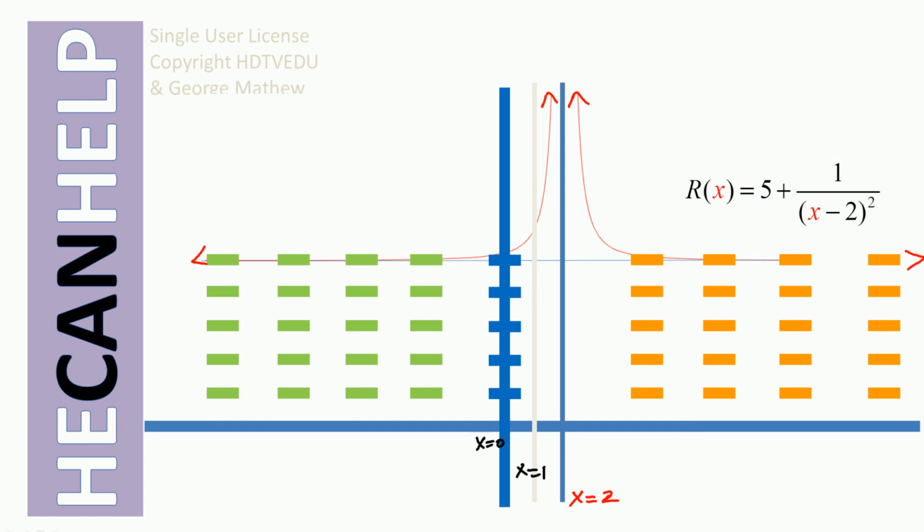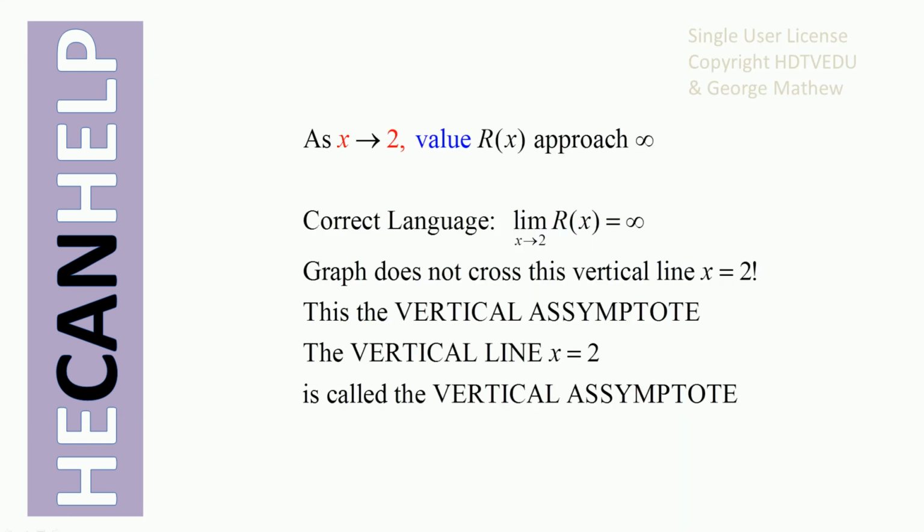What is the domain of our function? All the way from negative infinity to positive infinity. And where is the function not defined? At x equals 2. As x approaches 2, the value of r approaches infinity. The limit as x approaches 2 of r of x equals infinity. The graph does not cross this vertical line x equals 2. This is the vertical asymptote. The vertical line x equals 2 is called the vertical asymptote.